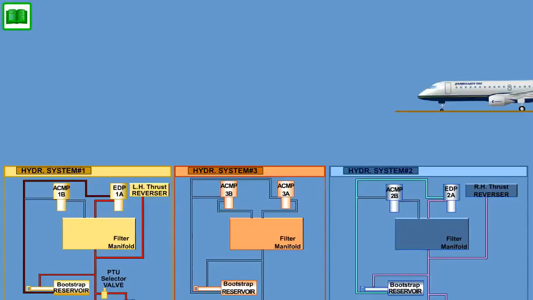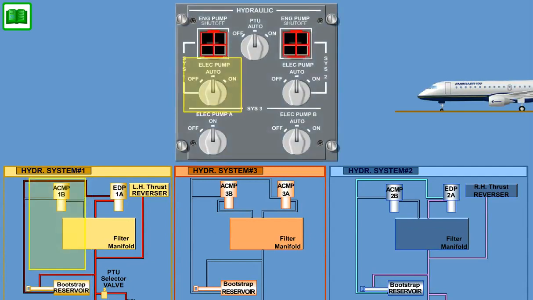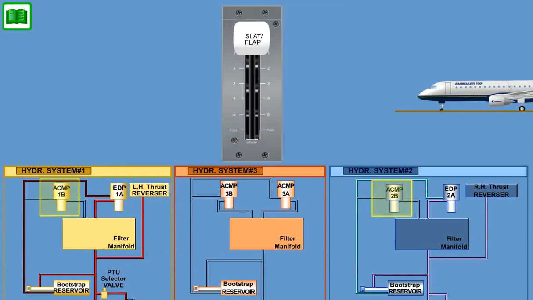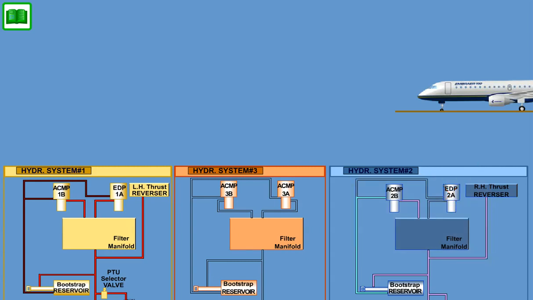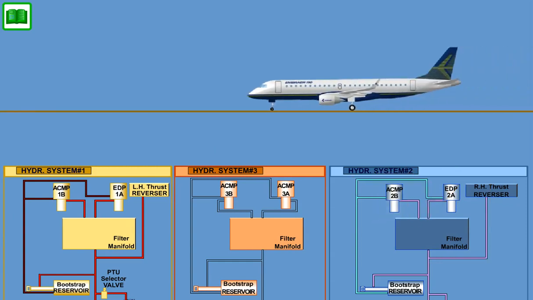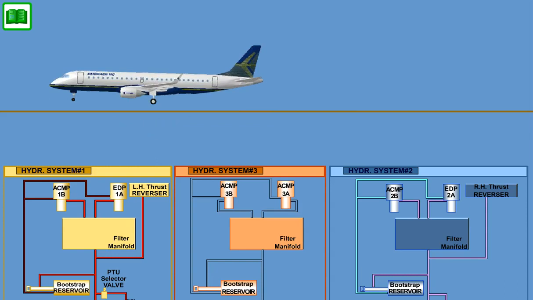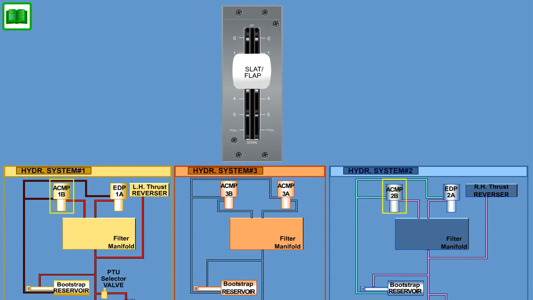When the aircraft is ready for takeoff, ACMPs 1B and 2B will come on automatically as soon as the flaps are extended. This will result in the pumps being warm and already running should an EDP or engine failure occur during takeoff, thus minimizing the effect of switching to the backup pump. Once takeoff is complete and the aircraft has commenced to climb, the backup pumps will switch off when the flaps are stowed.